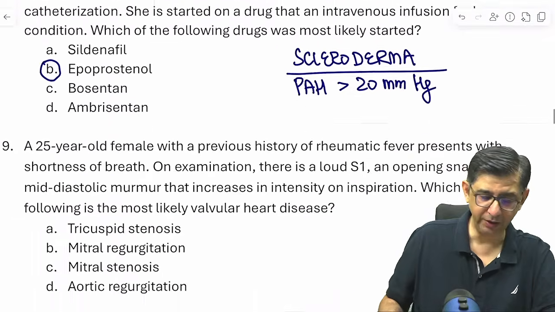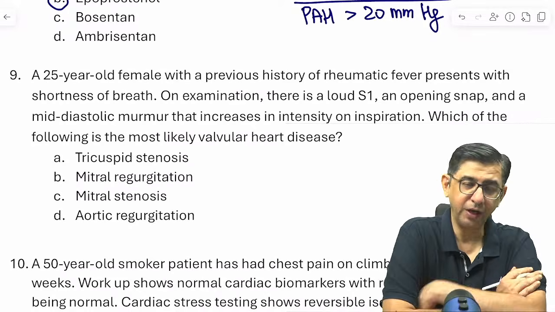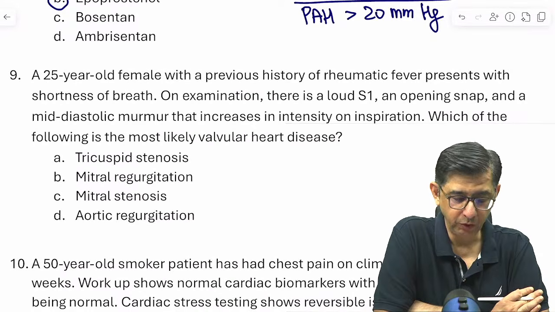Okay, inhaled nitric oxide test that is required. Yeah, vasoreactivity test for diagnosis. Let's move to the 9th question today.